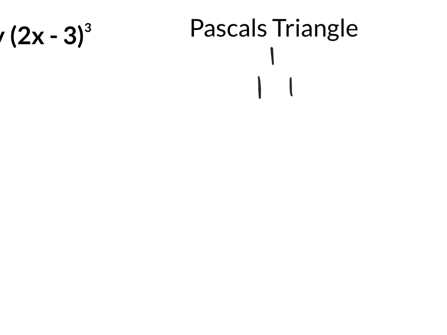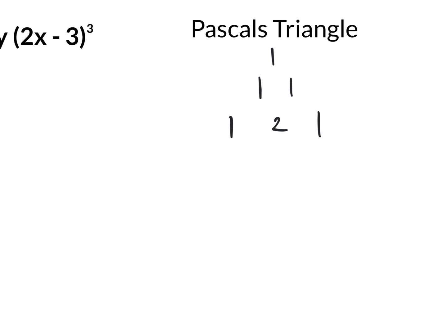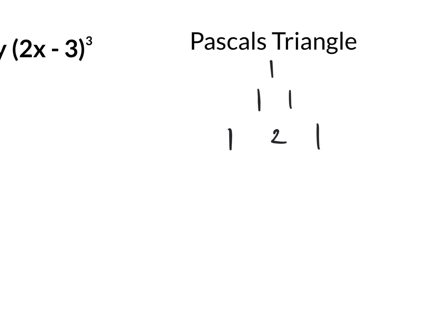And I'm going to put a 2 right here. Right? The 1 and the 1. I add them, get the 2, and I'm going to put 1s on the outside again. 1 out here, 1 out there. And then I'm going to take my 2 and my 1 and add those together. So 1 plus 2 is 3, and 2 plus 1 is 3, and we put 1s on the outside again.